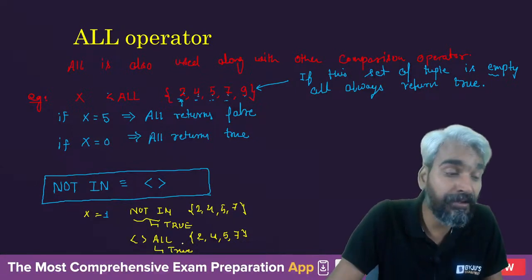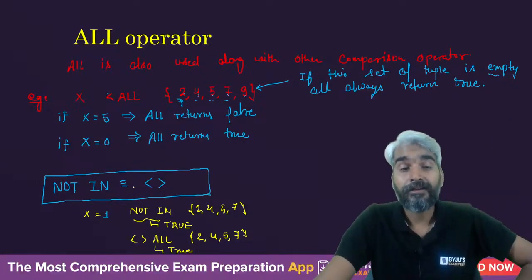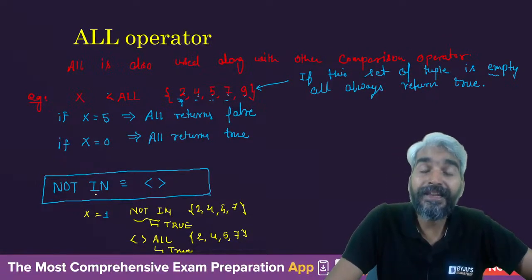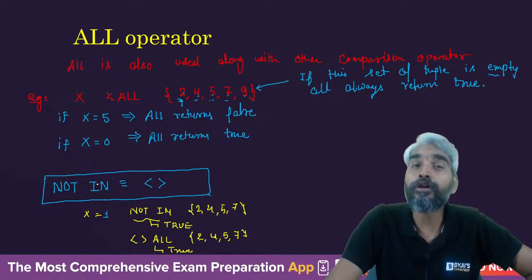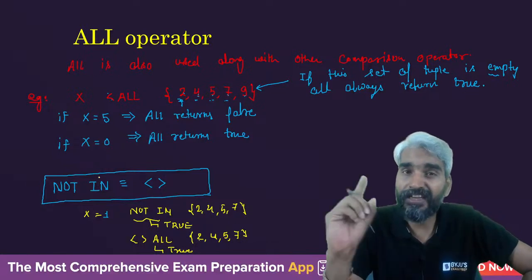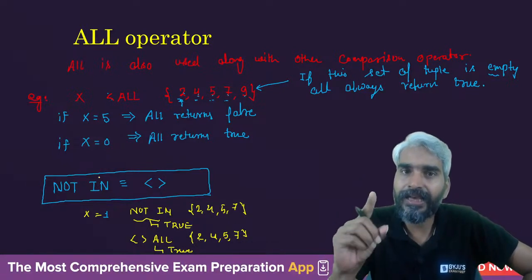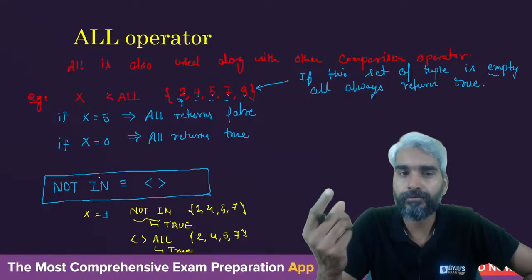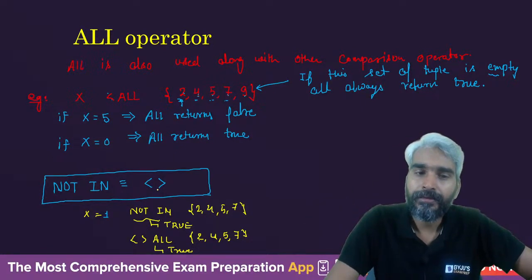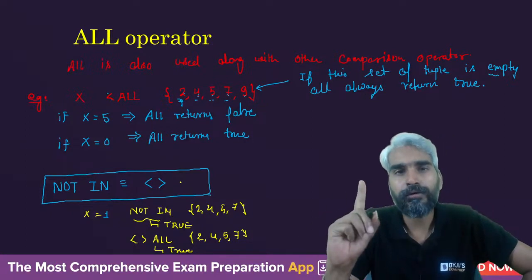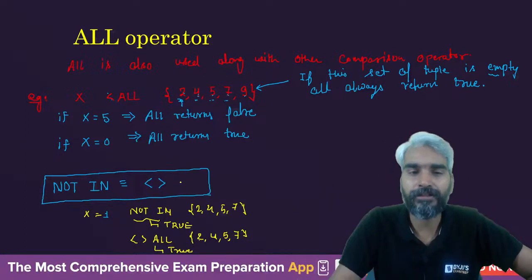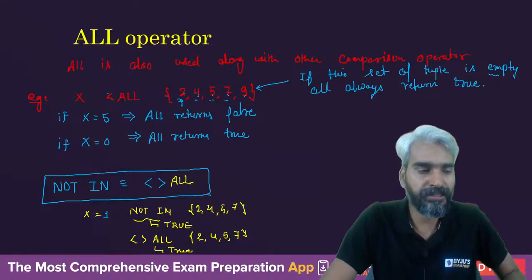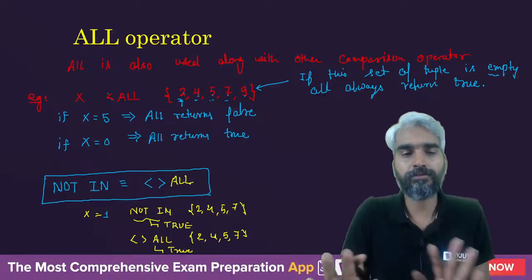Why? Why is NOT IN not equals to ANY? Because IN and NOT IN are complements of each other. So if the set is empty, IN will return false, but NOT IN will return true. If the set is empty, ALL can only return true, ANY will always return false. Therefore, it has to be equivalent to not equals to ALL.